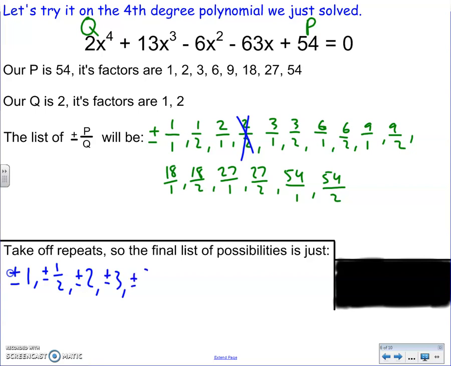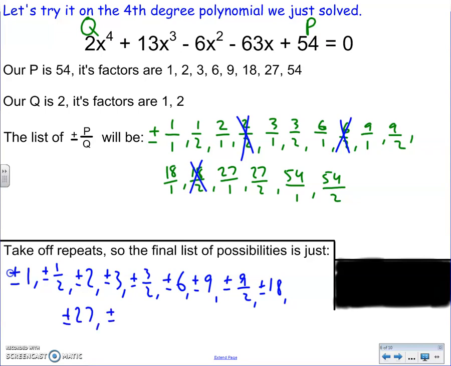3 over 2 is new. 6 over 1 is new. 6 divided by 2, that's 3. 3 is on our list, so that's a repeat. All right, 9 over 1 is new. 9 over 2 is new. 18 over 1 is new. 18 over 2 is 9. That's old. That's a repeat. 27 over 1 is new. 27 over 2 is new. 54 over 1 is new. 54 over 2, that's 27. That's a repeat. So there are actually 4 repeats on this list.